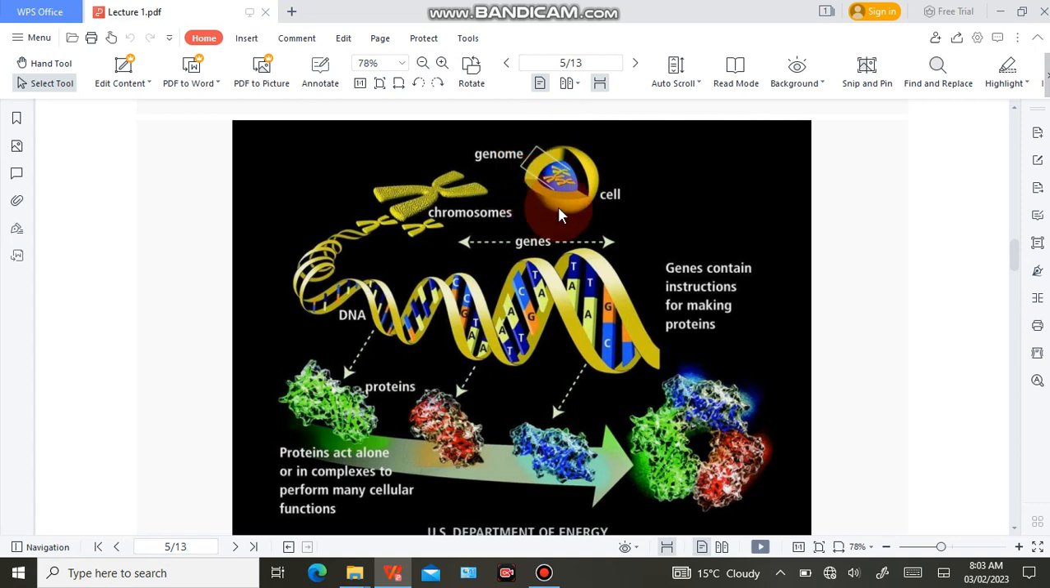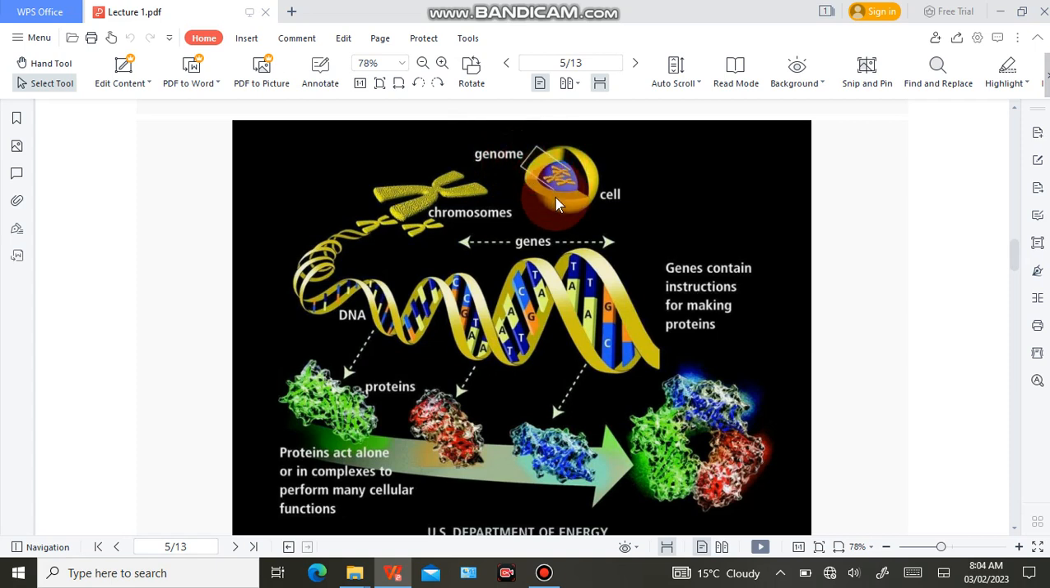So this is a human cell of about 100 micrometer in diameter, and this is a nucleus in the center of that cell. What is genome? Now genome is basically the complete set of DNA. Now this genome contains two major parts.